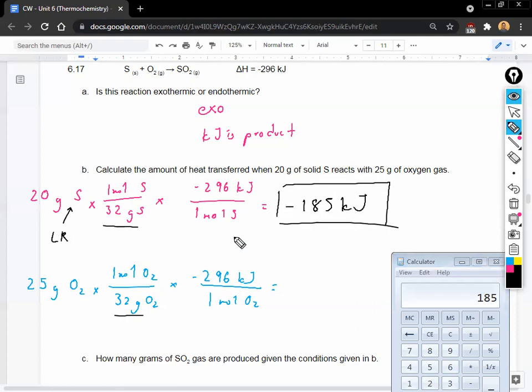Okay. So again, we didn't have to do the second one because we can see that the values are the same. This fraction is the same as this one. 25 is bigger than 20. So we already know this is going to make the bigger number. So this is going to be your excess. So we just need to do the first calculation.